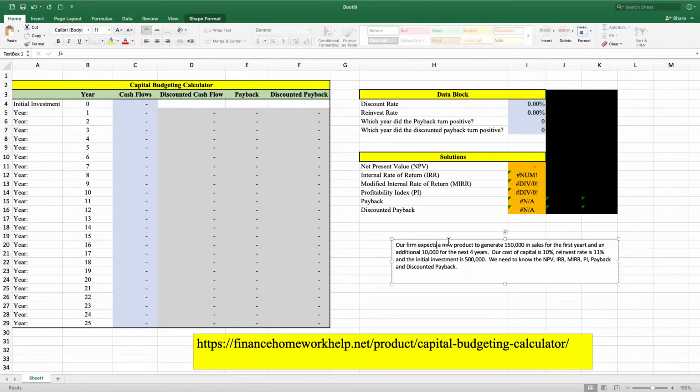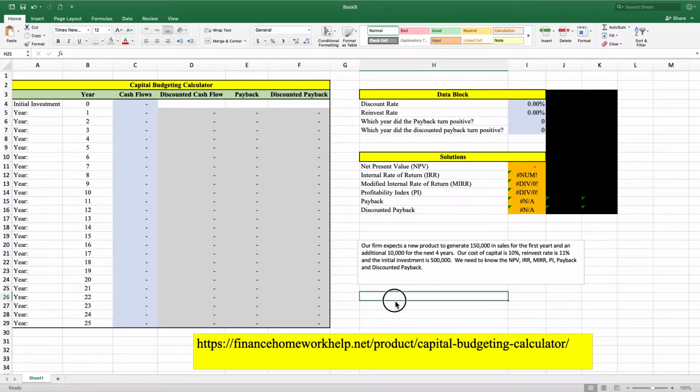I've come up with a little example to show you all how to use this. For this example, I'm pretending that I'm working with a client. Our firm expects a new product to generate $150,000 in sales for the first year, and an additional $10,000 for the next 4 years.